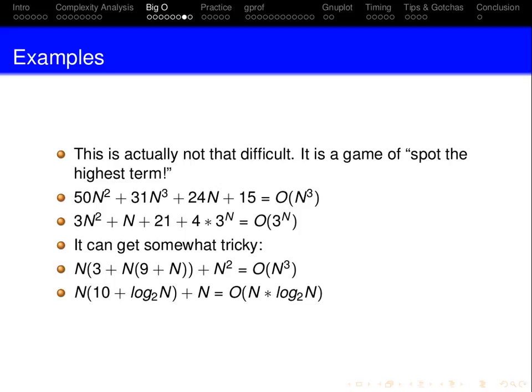All right, how about the next one? Why is it O of 3 to the n? Because 3 to the n is the highest term. This can get somewhat tricky. Why is the first line n cubed? Because you've got to distribute out n. All right, so yeah, look, we can get a little complicated here.